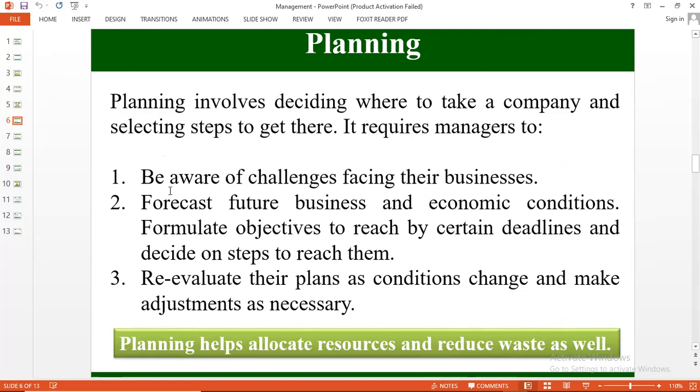It requires managers to perform the following tasks. Number one, be aware of challenges facing their businesses. Forecast future business and economic conditions as well. Formulate objectives to reach by certain deadlines, and decide on steps to reach them. Reevaluate their plans as conditions change and make adjustments as necessary. Further, planning helps to allocate resources and reduce waste.